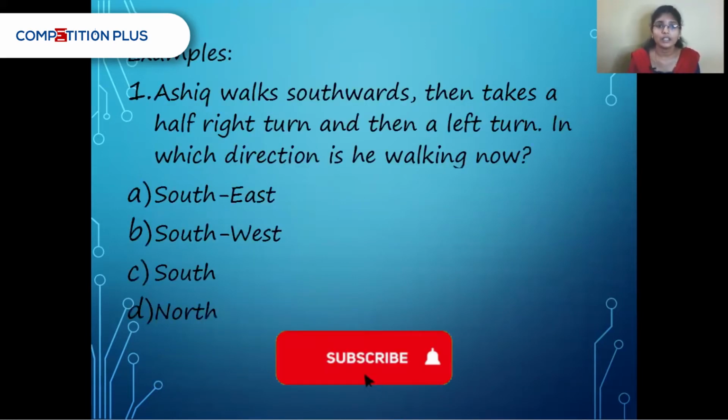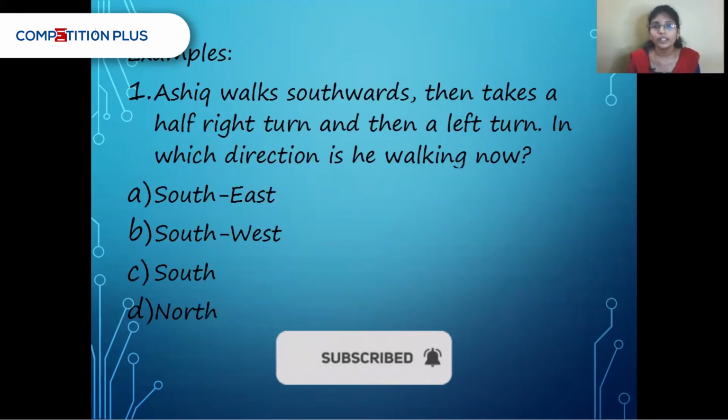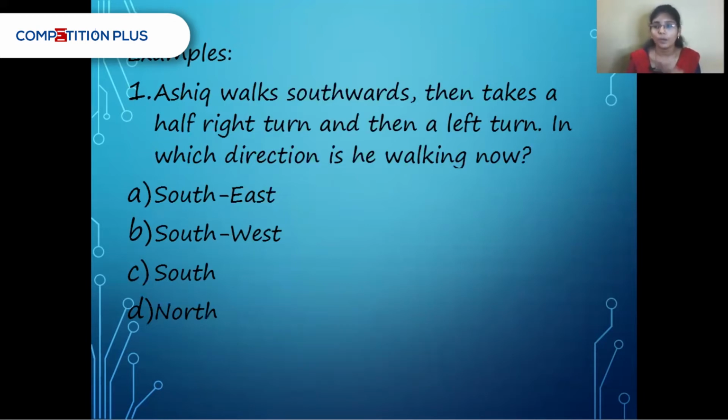Your first question is: Ashik walks southwards, then takes a half right turn and then a left turn. In which direction is he walking now? And you have the options listed there. Now my best advice is to follow very easy steps to solve direction-based questions. Remember the points which we saw in the first two slides. You have to remember the north, west, south and east directions properly, and then remember the right and left of the person based on the direction he is facing.